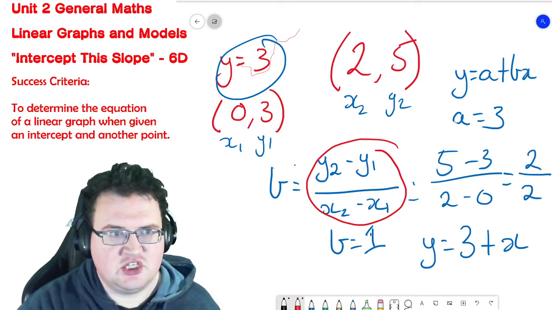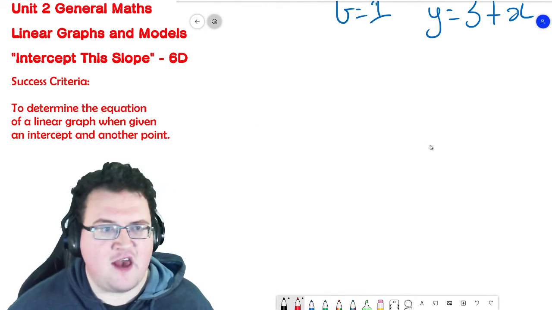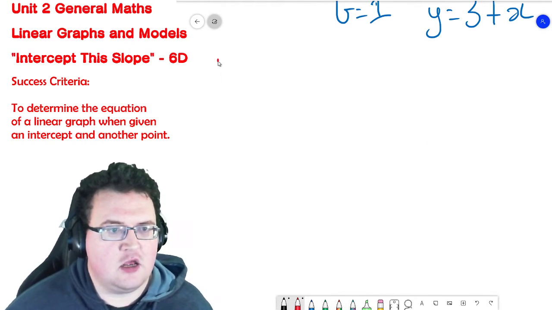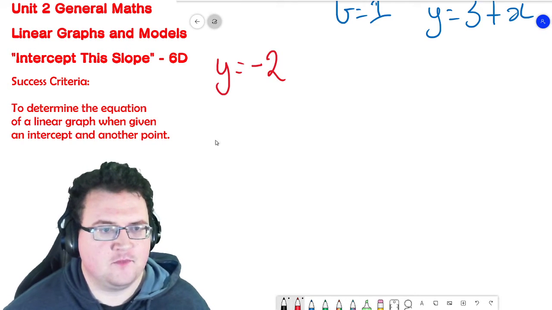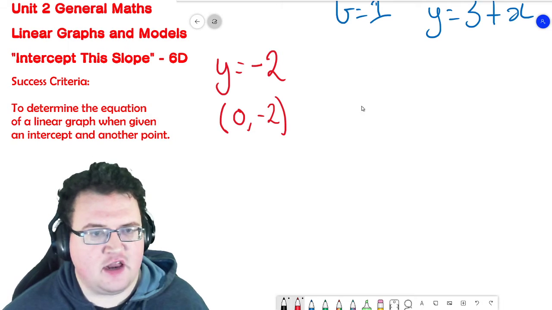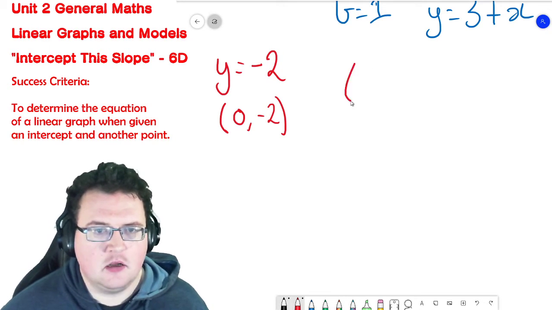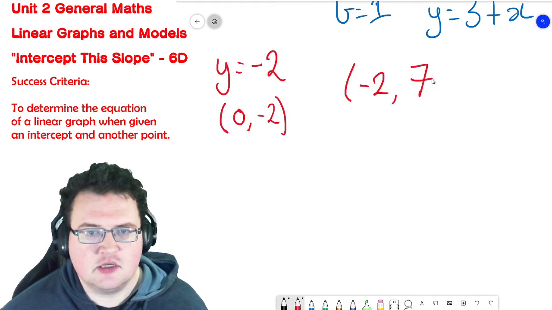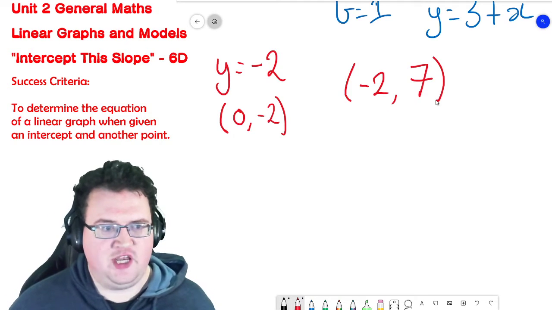All right. I'm going to do another couple of examples just so that we can get in the swing of things. I'm going to have a y-intercept of minus 2, so the coordinate is at 0, minus 2. And the other point I'm going to give you is minus 2, 7. So I've given you a weird point now.